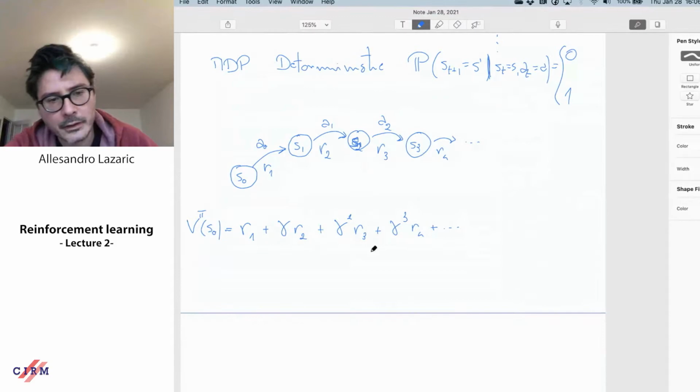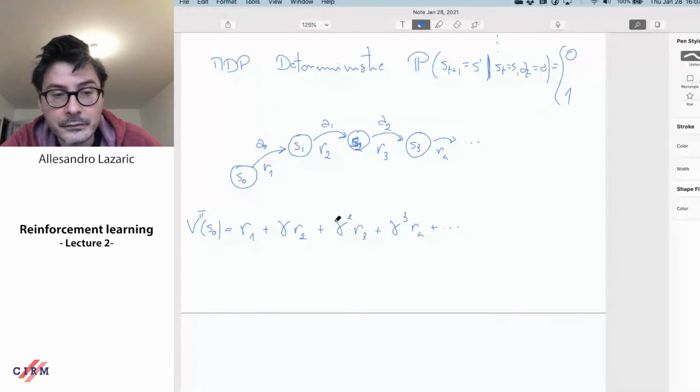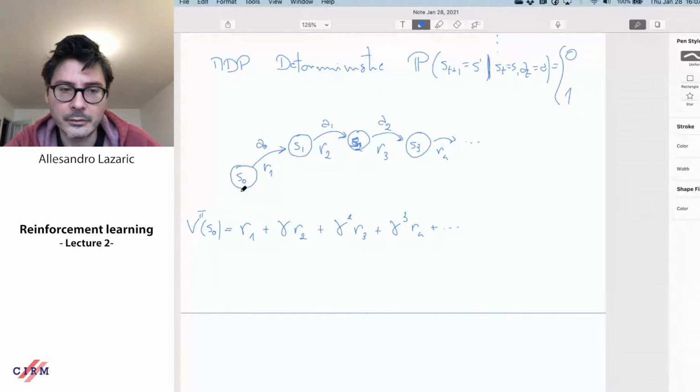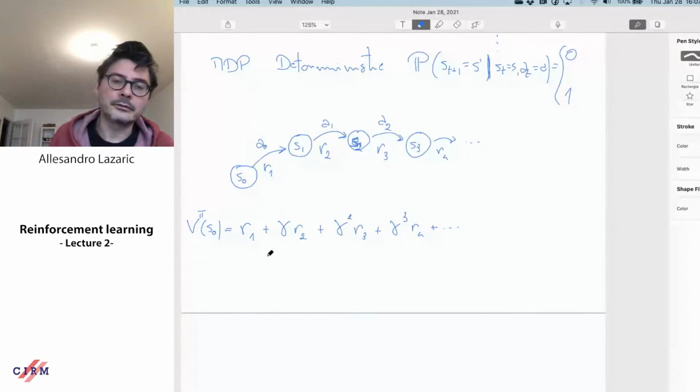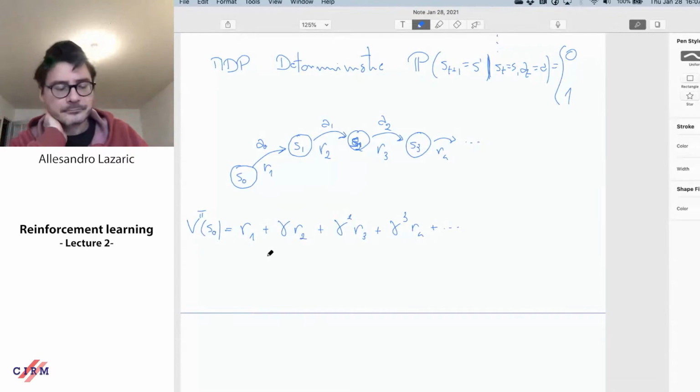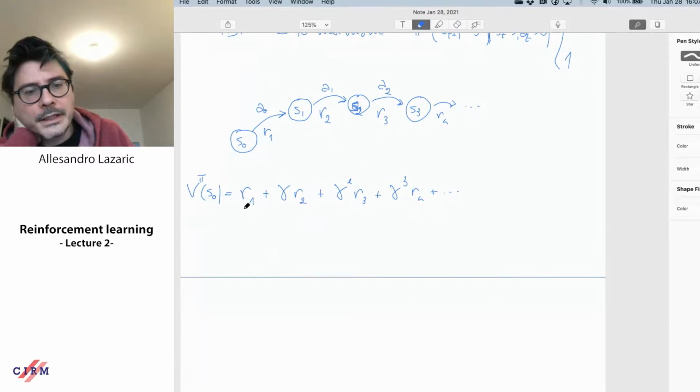I have an infinite number of them. But fortunately the transitions are deterministic, so I don't need to put an expectation here. Whenever I execute a specific policy pi starting in S0, I will always obtain this sequence of rewards, because the only source of randomness in the environment is the transitions. And so now I'm removing it. But still, even just computing this sum is complicated because I have an infinite number of terms.